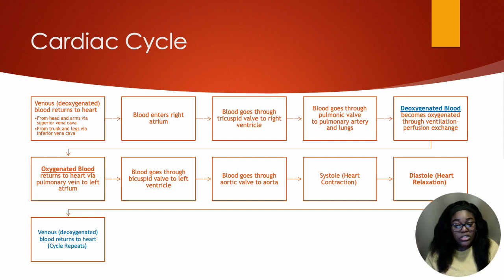So again, this is just a reminder of your cardiac cycle. The main thing I want you to understand is that the blood must go back to the lungs in order to be oxygenated. Again, perfusion does not occur if you do not have adequate ventilation. So this is a critical part here. Deoxygenated blood must become oxygenated in order for perfusion to be effective in the body.